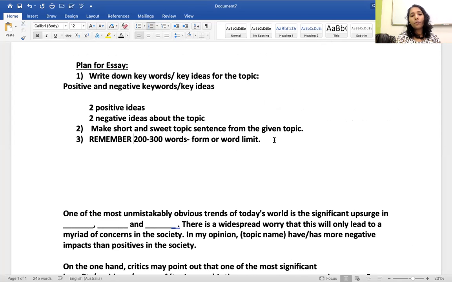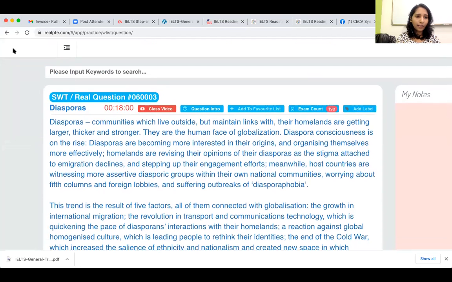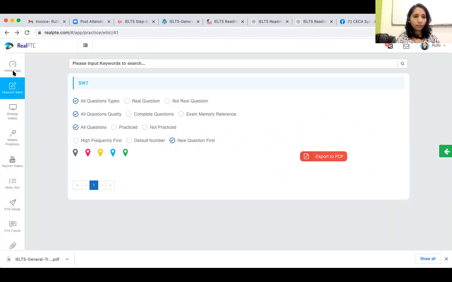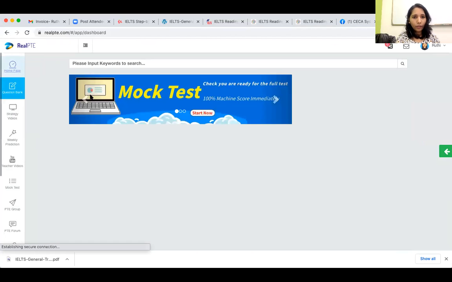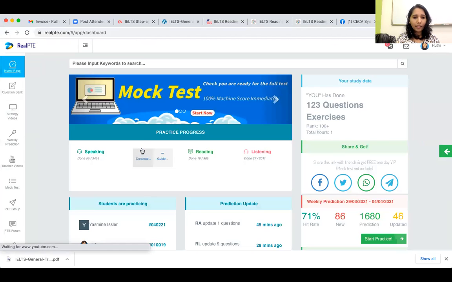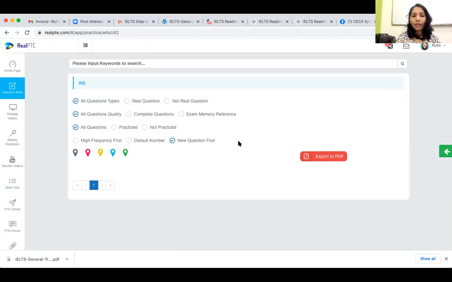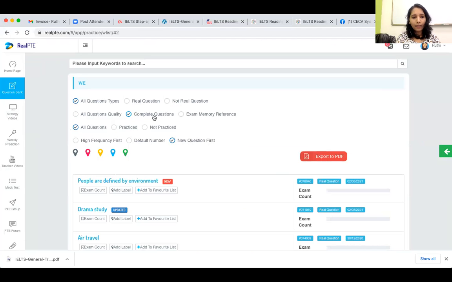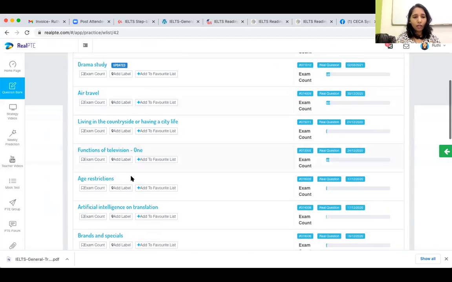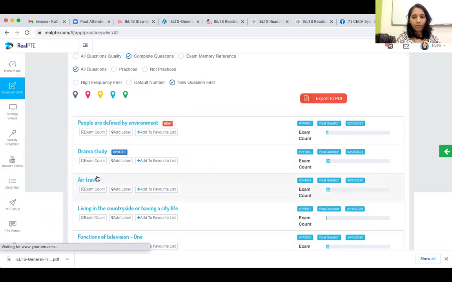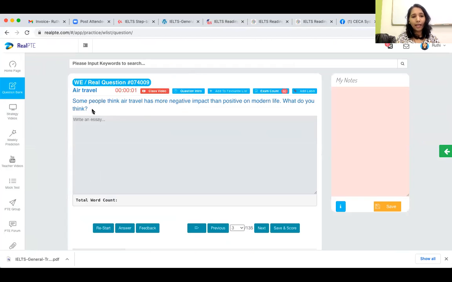Now, let me share my screen with you. We'll choose a topic sentence from the practice website, and we'll see how to write an essay using this template. I hope you can see it. So this is how your practice website is going to look. You choose writing, write essay, and then maybe we choose a topic. Okay, maybe I choose a very common topic, air travel.